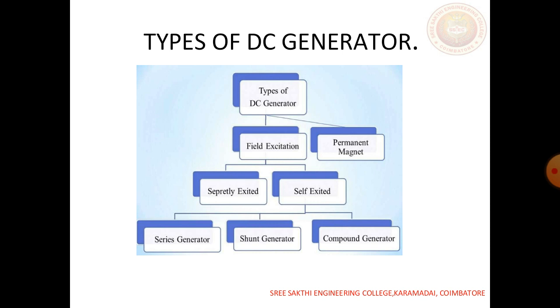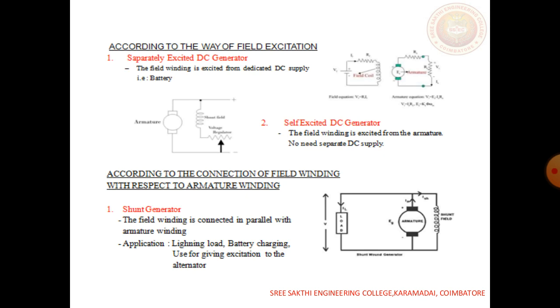Next, field excitation, we have two different types. One is separately excited and the other is self-excited. We will see each and every one in detail. First, separately excited. Separately excited is nothing but it has a dedicated DC power supply outside. You need a battery to excite this magnet. But in self-excited, it is excited using its armature itself. The rotating armature itself will excite the field. So, you do not need a DC supply for this.